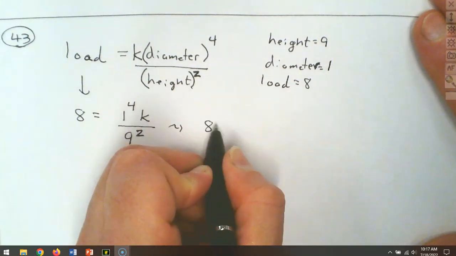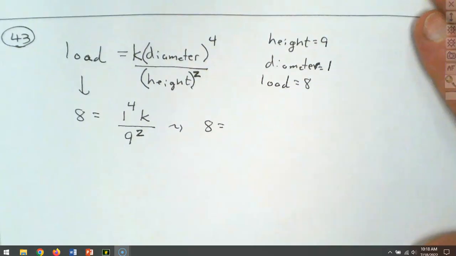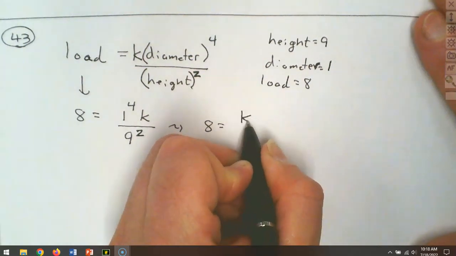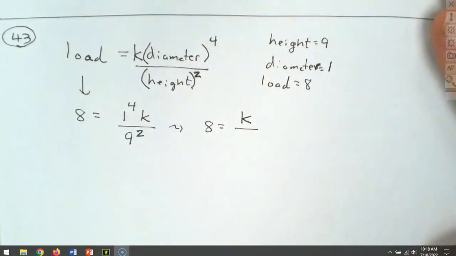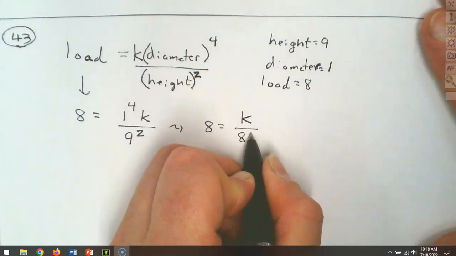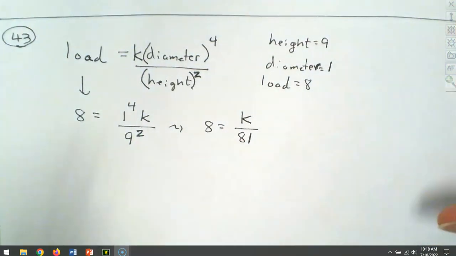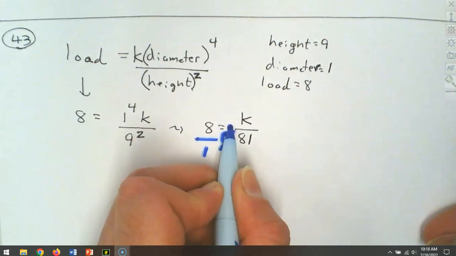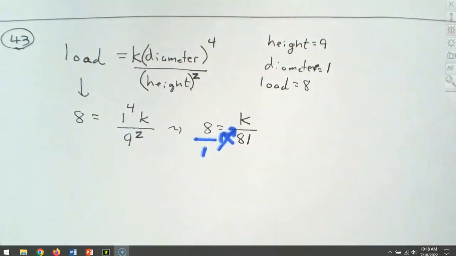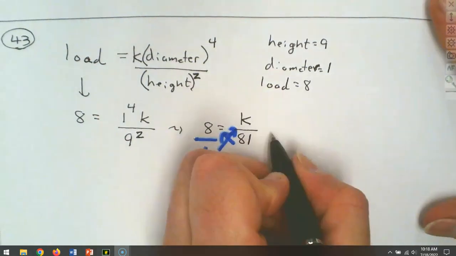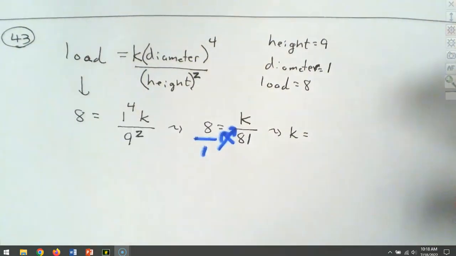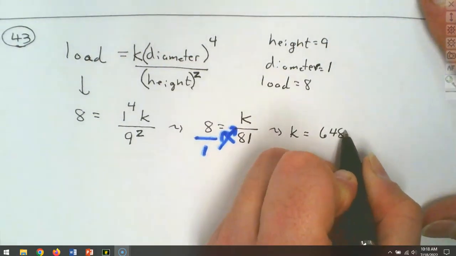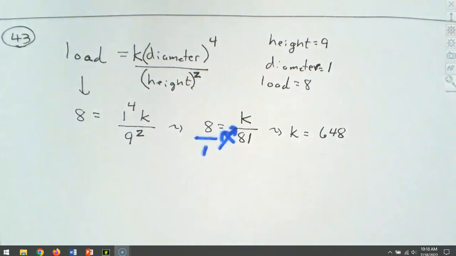So we've got 8 on the left, which stays the same. 1 to any power is just 1, so that's just going to stay as 1. We won't even write it. We'll use a k there, because 1 times k is just a k. And 9 squared is 81. Now we can go ahead and cross multiply here. And that gives us now, when we multiply, k equals that 8 times that 81. And that comes out to be 648. So that's our value of k.